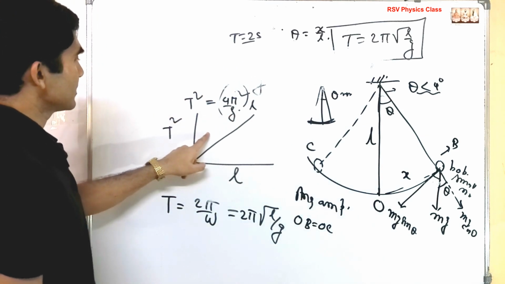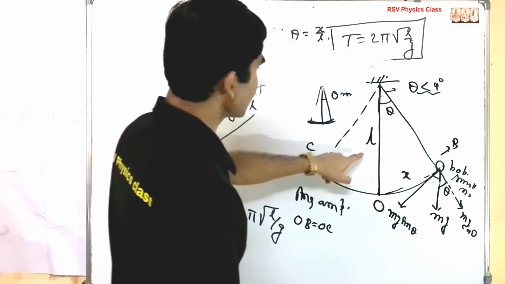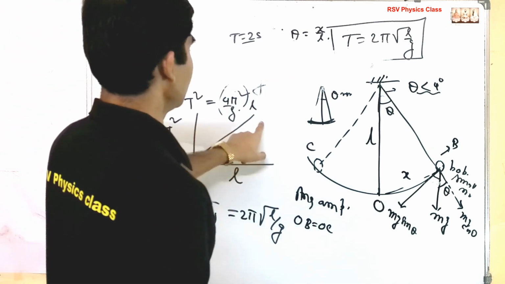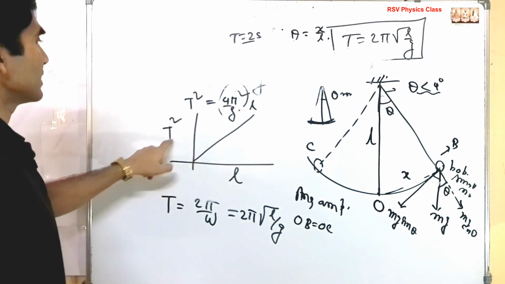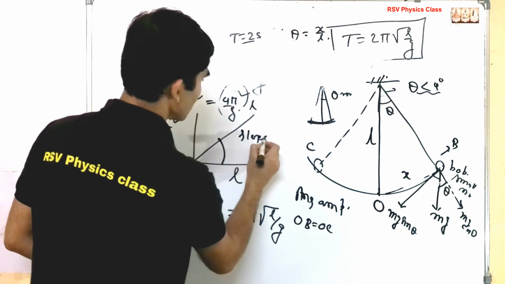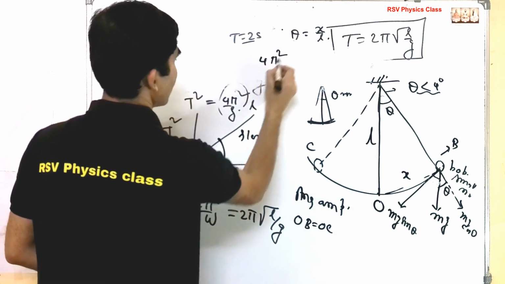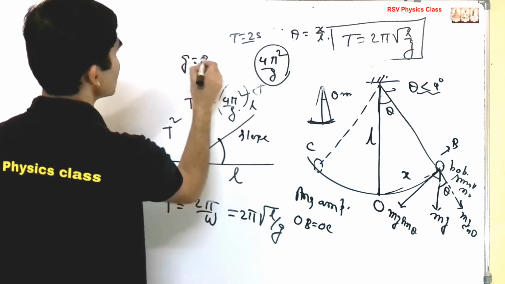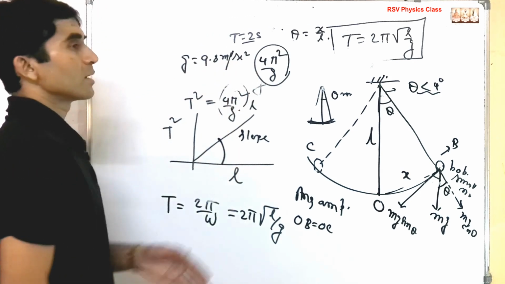What will happen to the time period, have a look once. Length changes, so along with the length the time period changes. If you increase the length, the time period increases; if you decrease the length, the time period decreases. From the slope you will get, what is the slope? 4 pi square over g. So from the slope you can get g equal to 9.8 meter per second square at the equator.